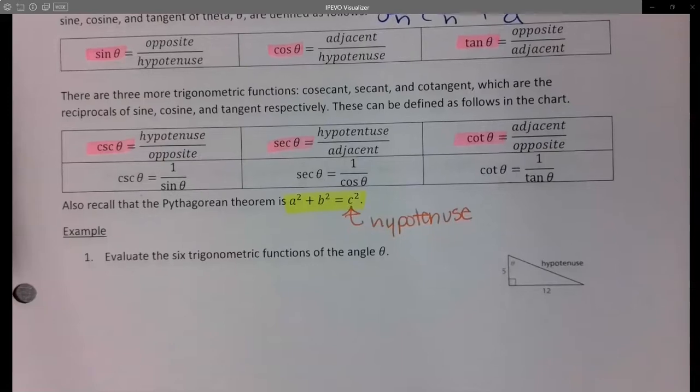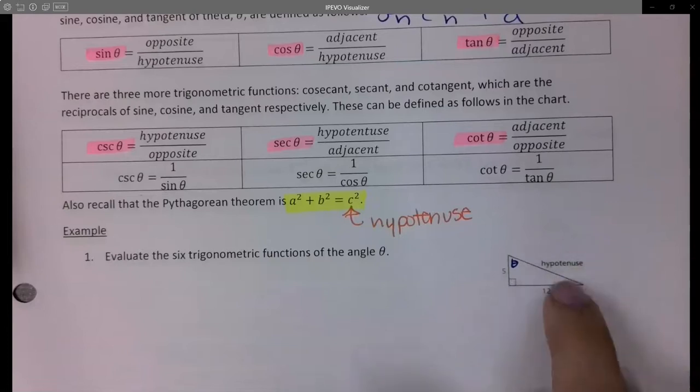So number 1 wants me to evaluate the 6 trigonometric functions of the angle theta. This angle right here is my theta. I don't know why that printed so lightly. I know this side and this side. I need to figure out this side.